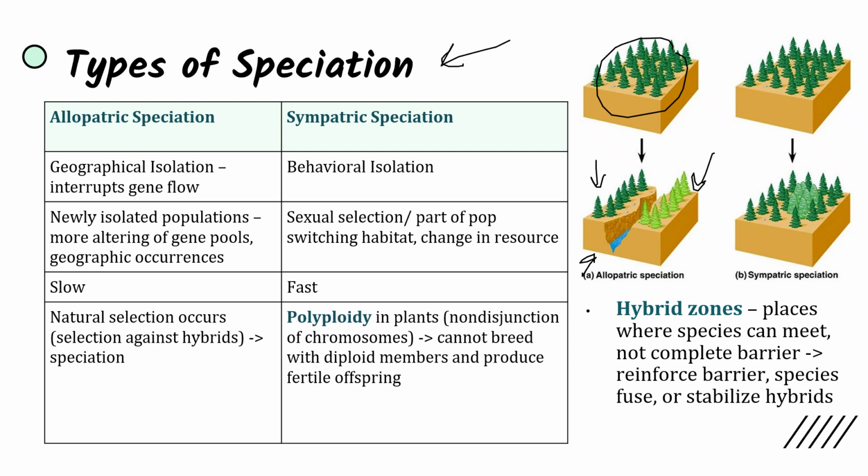And lastly, we have to discuss hybrid zones, which are places where species can meet. There's not a complete reproductive barrier. And what can happen at these hybrid zones are one of three things. Either the barrier is going to become reinforced, so this reproductive barrier is going to become solidified. These species can fuse and become one if the barrier is not so strong, or the hybrids will become stabilized. So the barrier will remain, but the offspring will become more viable and fertile.